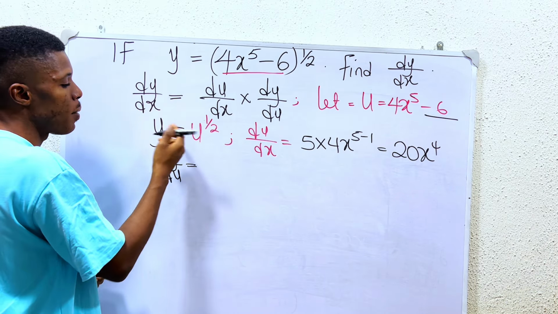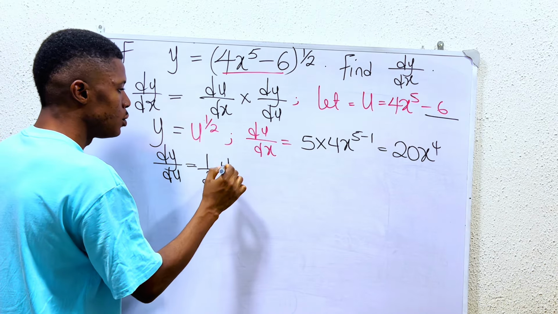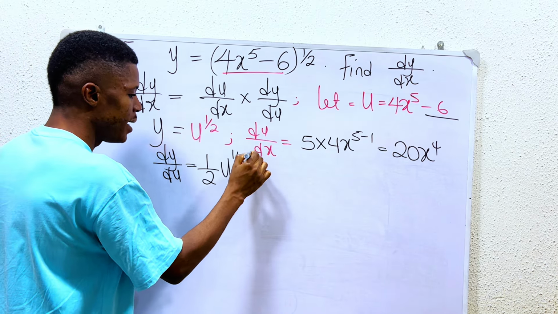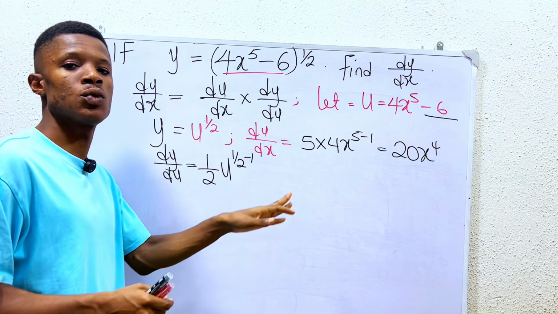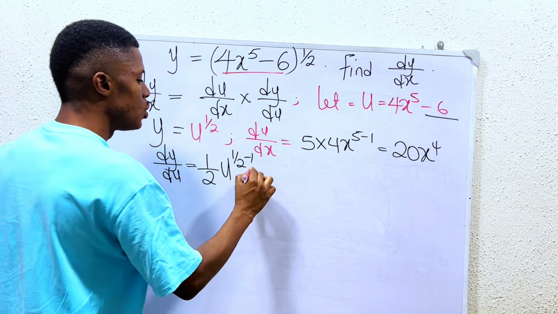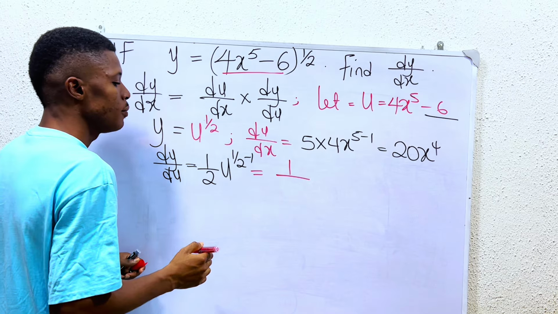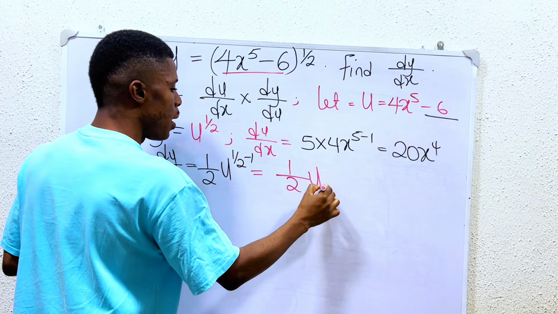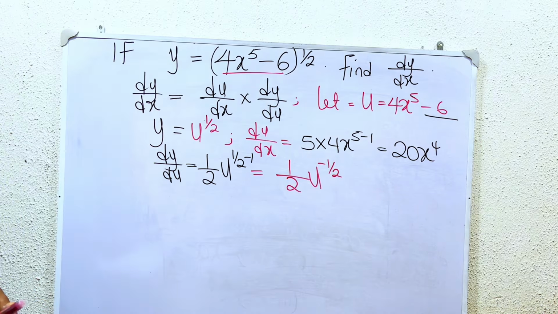We'll multiply the power to the constant. So the power is 1 over 2, then u to the power of half minus 1. That's the rule. So you see that half minus 1 is minus half. So this will now be equal to 1 over 2 u to the power of minus half. Okay? So what do we do again?